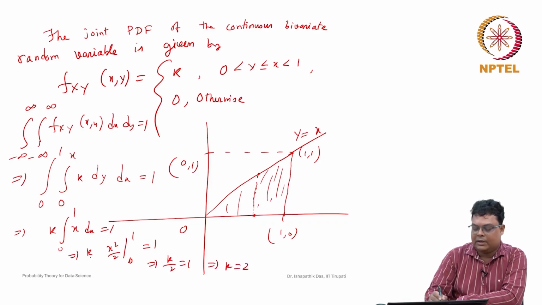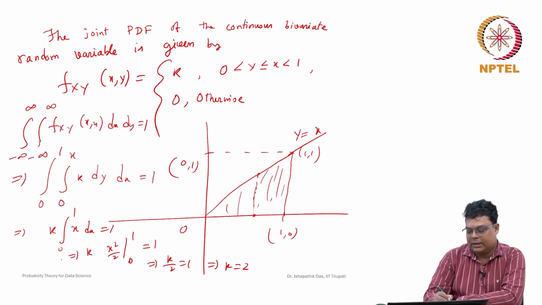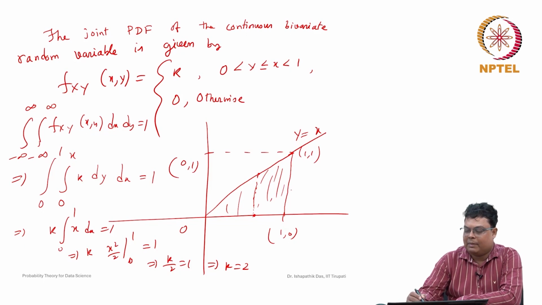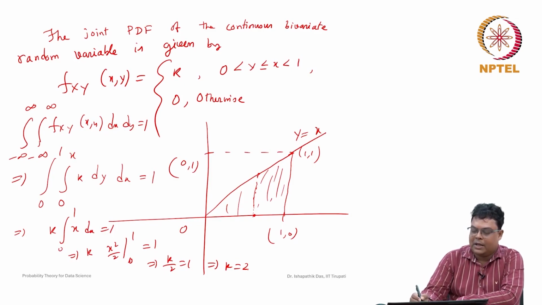I just did it quickly because I have already done it before, so you can go through that also. This integration is very simple. So k becomes 2 because the area under this curve is half. This is a triangle, 1 by 2 into 1 into 1, which is one half, so it is a uniform distribution. To make the total 1, you have to multiply the constant 2 by 1 by 2, which becomes 1. That's why k becomes 2.